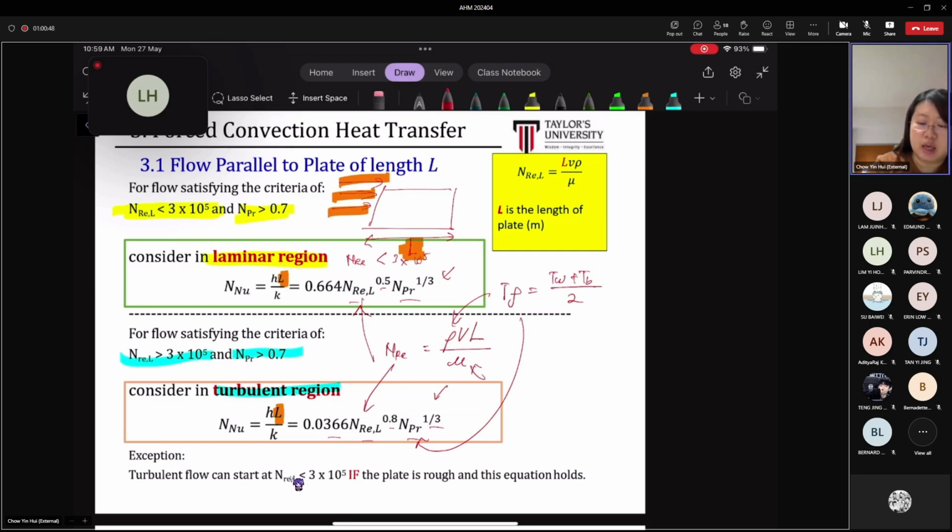Now, there's a special case if we are dealing with a rough plate. If it's a rough plate, even if the Reynolds number is smaller than 3×10^5, it is also considered turbulent flow. If you recall, if the plate is rough, it will induce a lot of mixing in the fluid, so it behaves like turbulent flow already. That's why even if the Reynolds number is smaller than this value and the plate is rough, you will use this correlation for calculation.